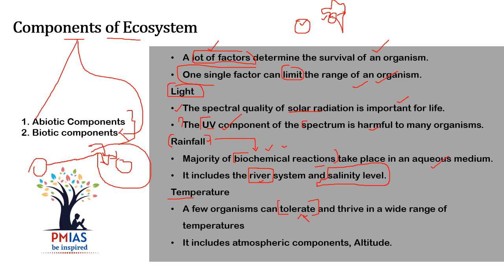Another thing to see, it includes the atmospheric components. Atmospheric components means simply the altitude. So lower the altitude, higher the temperature; higher the altitude, lower the temperature, that is vice versa. So temperature also limits the survival of organisms.